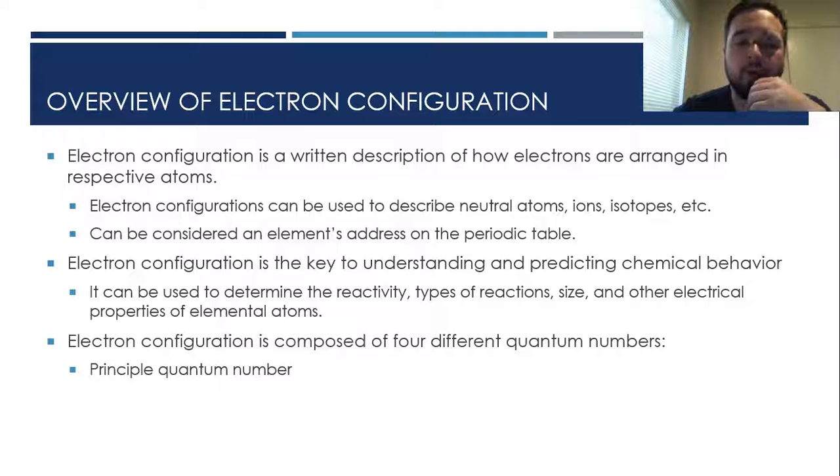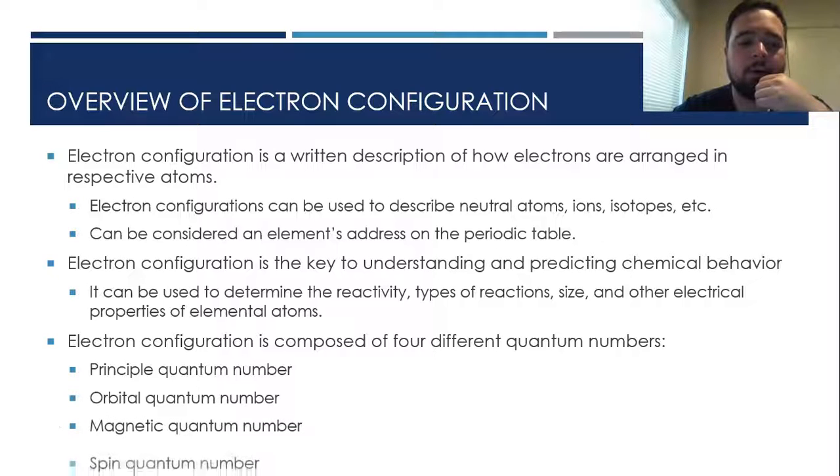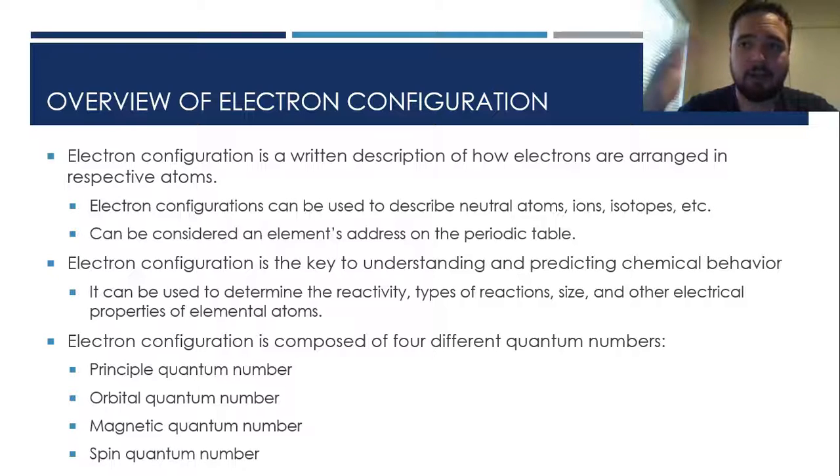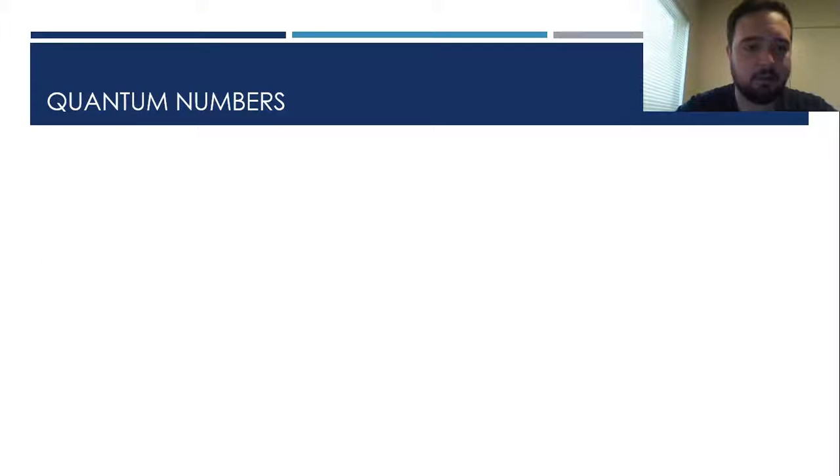The principal quantum number, the orbital quantum number, the magnetic quantum number, and the spin quantum number. That's what we're going to focus on in this video, describing what those 4 really deal with and how they are represented on the periodic table, to begin learning how to read that periodic table successfully.